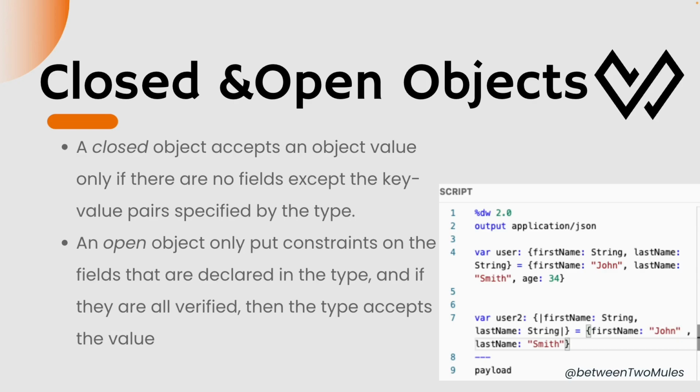If you look at the image on the right, I've declared 2 variables, user and user2. User is an open object, whereas user2 is a closed object. As you can see in user, I've declared a first name and a last name, both of string type. But I have also added age as another key value pair. Whereas in user2, which is a closed object, I can only define first name and last name. If I try to define another key value pair, it will throw me an error, which I will show you in the demo.